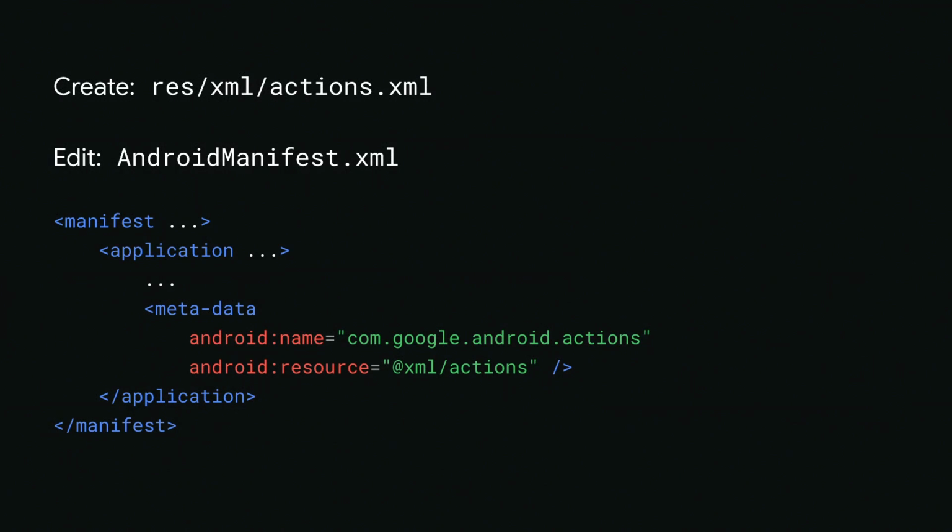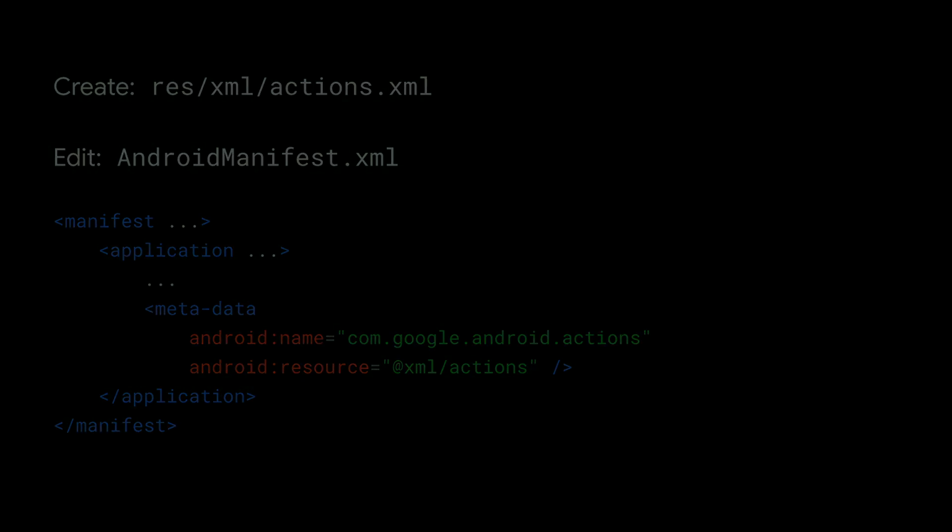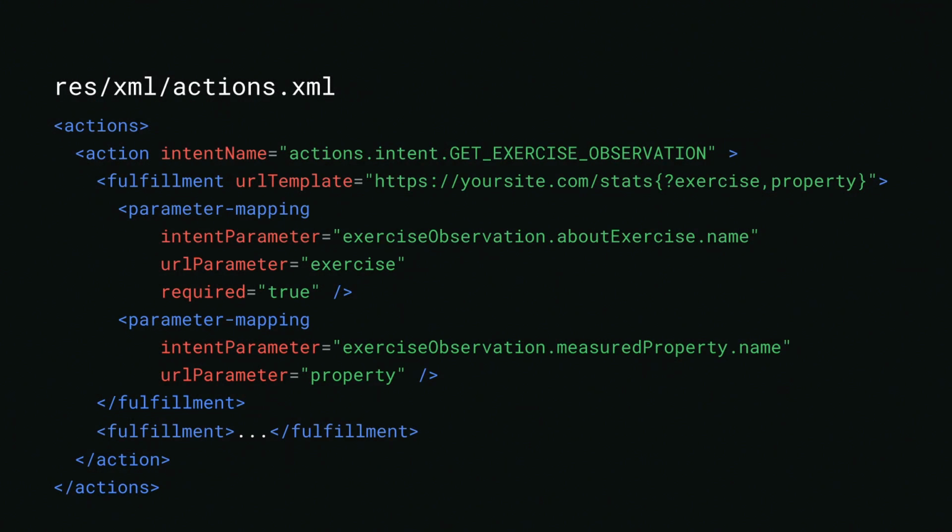OK, so what are we going to do? Go to our Android project and create a new XML file in our resources XML directory. We've called it actions.xml. Then we're going to edit our Android manifest file, and we're going to add a metadata tag with the name com.google.android.actions, and we're going to link through to that XML file that we created. Let's have a look inside the actions.xml file.